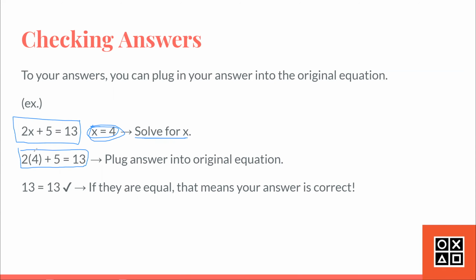Now, you can solve this. So 2 times 4 is 8, and then 8 plus 5 is 13. So 13 has to equal 13, and that is correct right here. But if it was not, then you would get, say, 12 not equal to 13, and that means that the answer you got here is wrong. So if they're equal, that means your answer is correct. Otherwise, it is not.